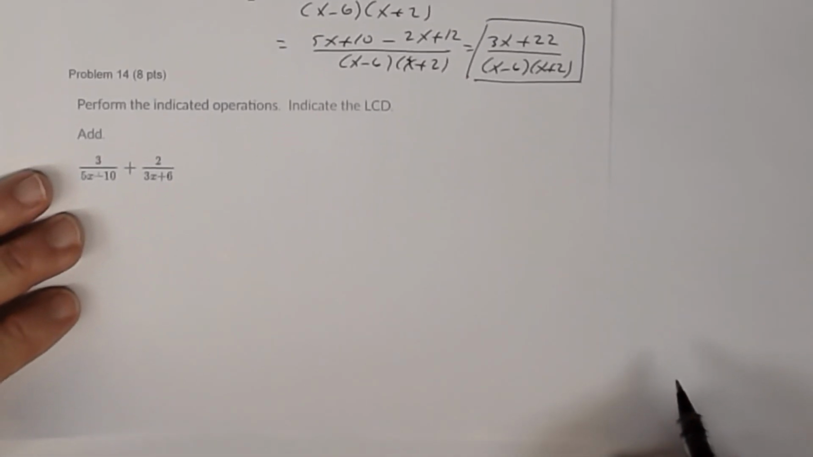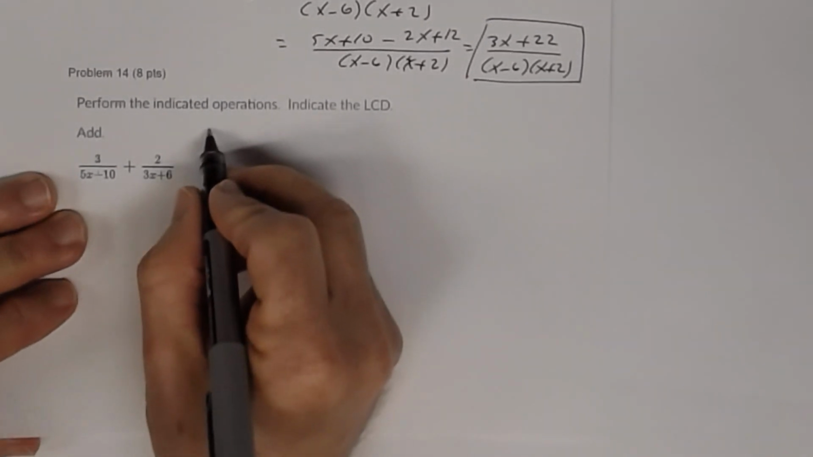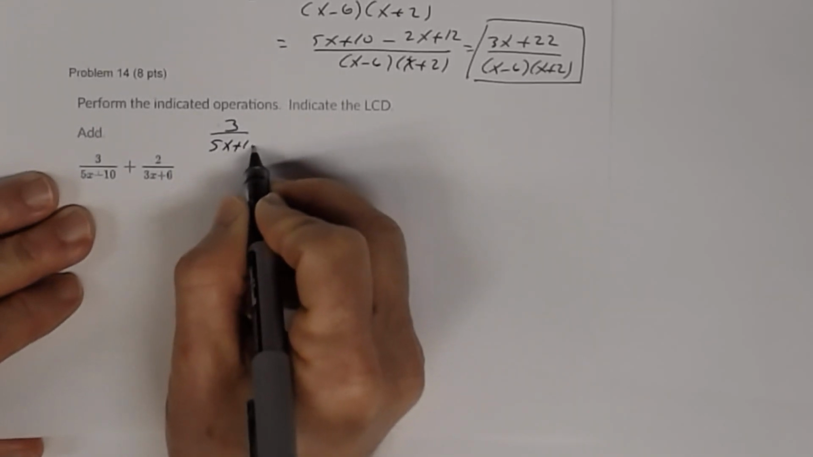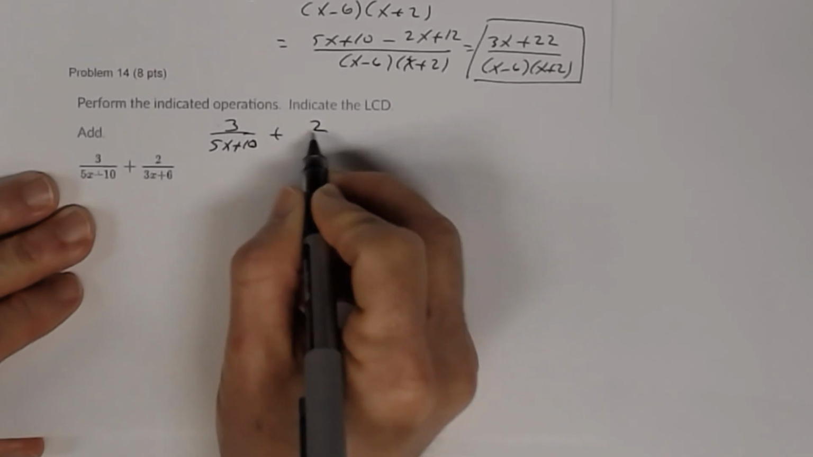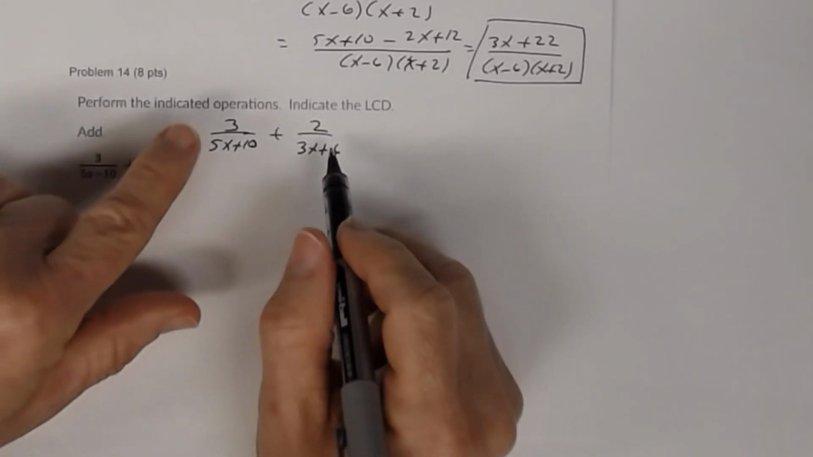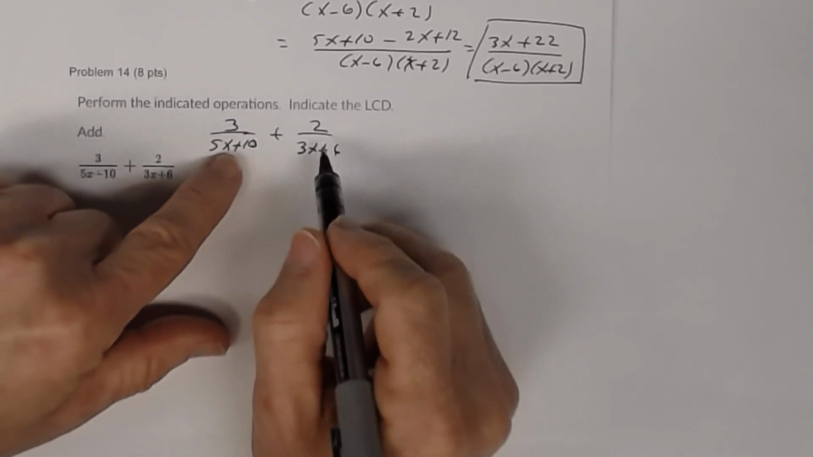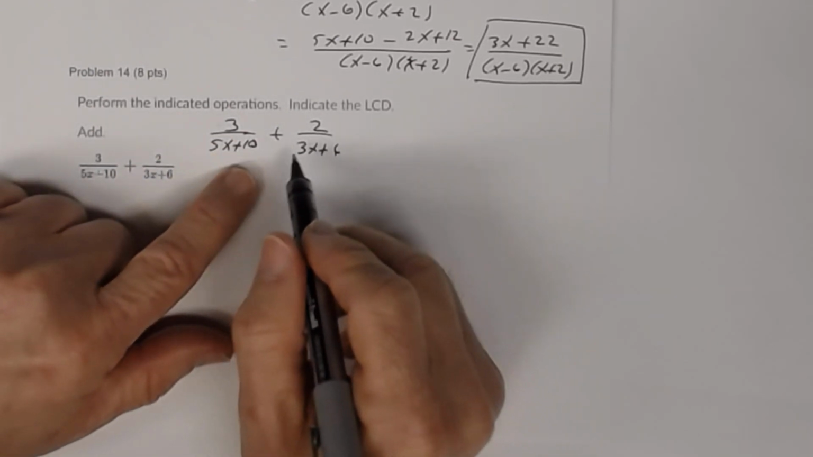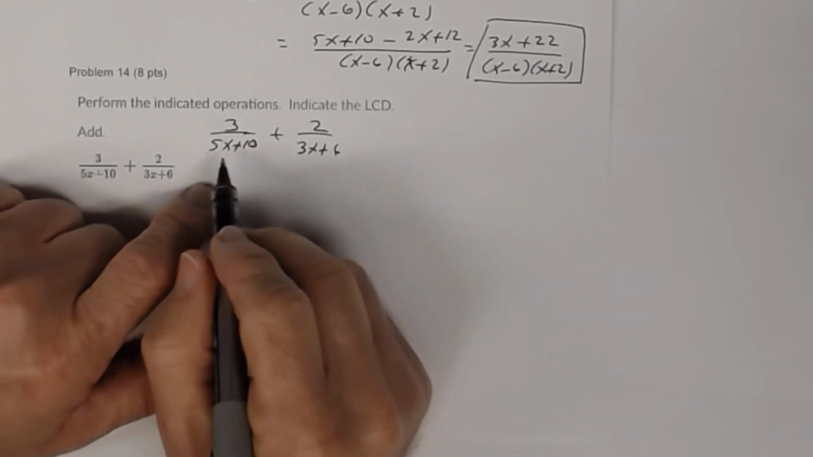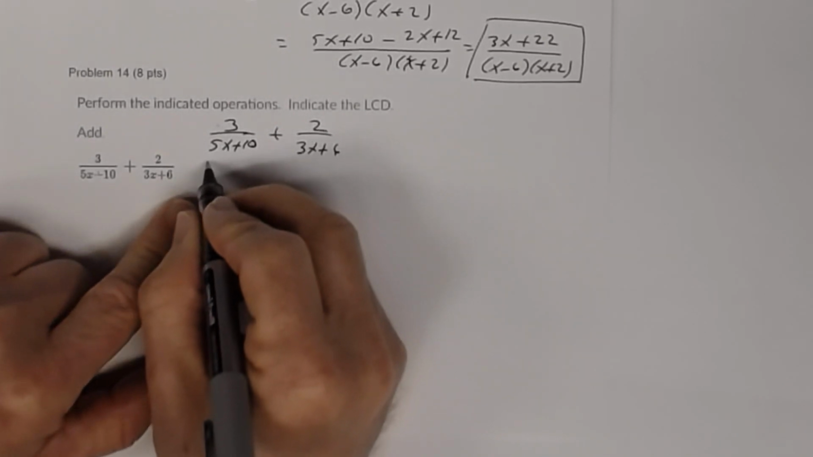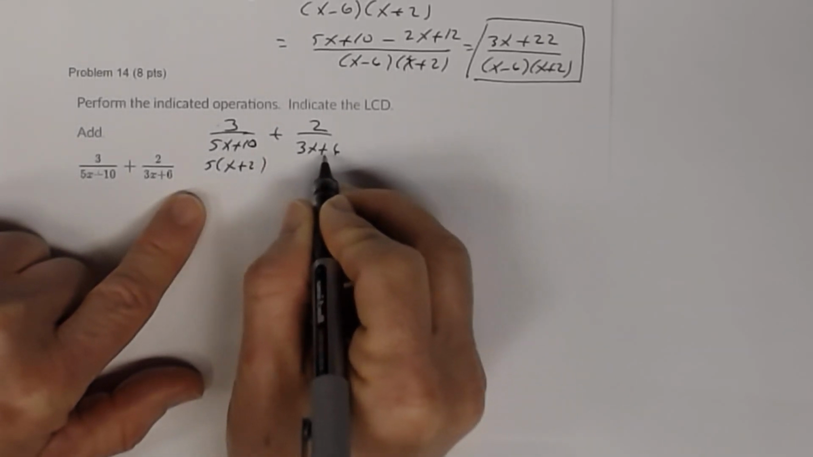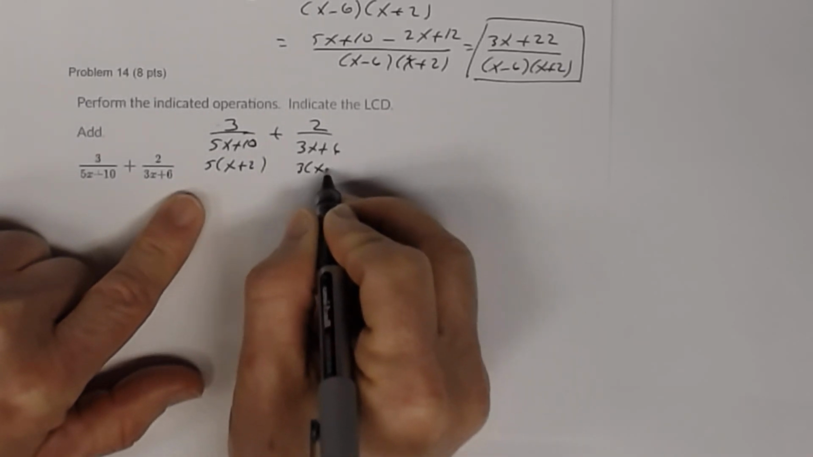All right, in number 14, same thing. Let me go ahead and rewrite it. It's 3 divided by 5x plus 10 plus 2 divided by 3x plus 6. Remember, you cannot add those rational expressions right now because the denominators are different. So you have to find the least common denominator. To find it, you have to factor the denominators. When I do that, right here, this is 5 times x plus 2. And when I factor out the GCF here, that's 3 times x plus 2.